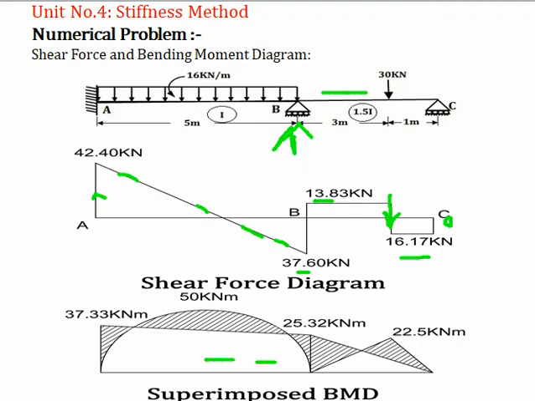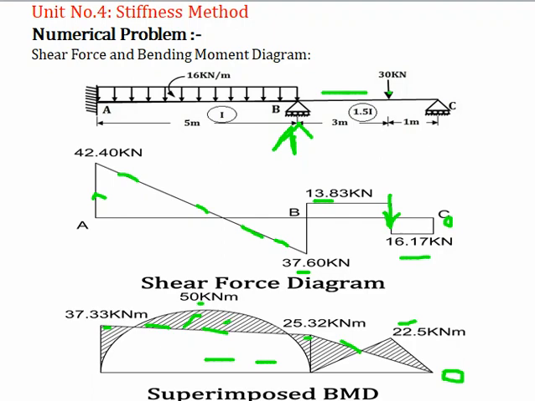Okay, now draw the bending moment diagram for the loading figure. So for UDL, WL square by 8 you will get 50, and for a point load which is not symmetrical, WAB by L you will get 22.5 kilonewton meter. And then show your end moments. The first end moment is 37.33 kilonewton meter and the end moment at B is 25.32 kilonewton meter. Okay, then join with a line. Here the end moment is 0.